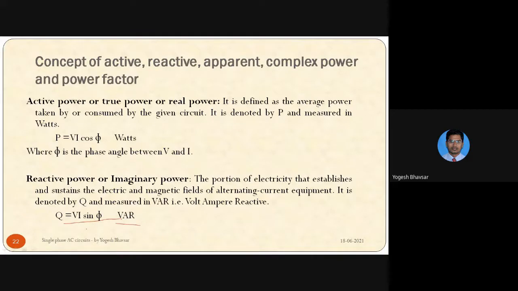In case of an inductive circuit, we have calculated that active power is 0 because of cos 90. But what about sin 90? It is 1. So Q is equal to VI. So all the power in a pure inductive circuit is reactive power, not active power. Active power will be 0 and reactive power will be maximum. See, in a capacitive circuit, same thing. Active power will be 0 and reactive power will be maximum.